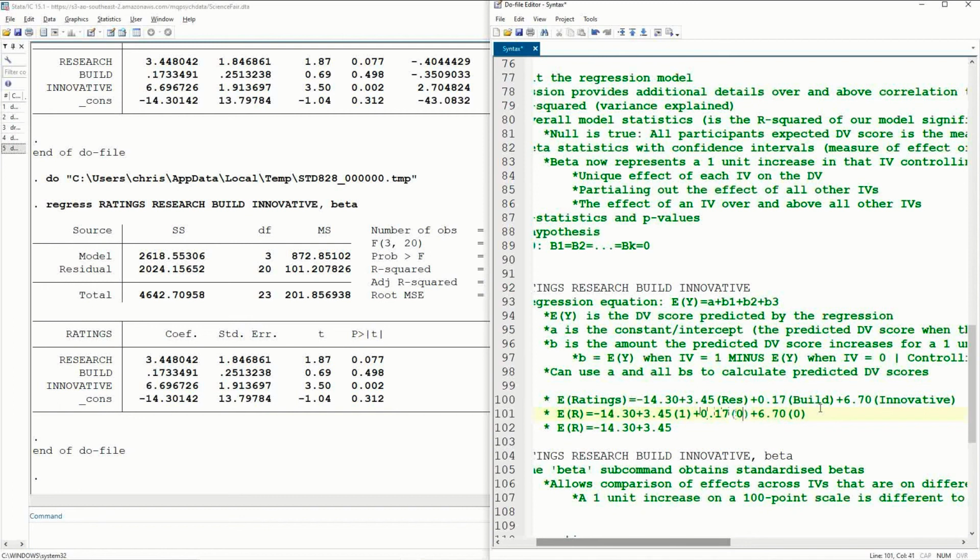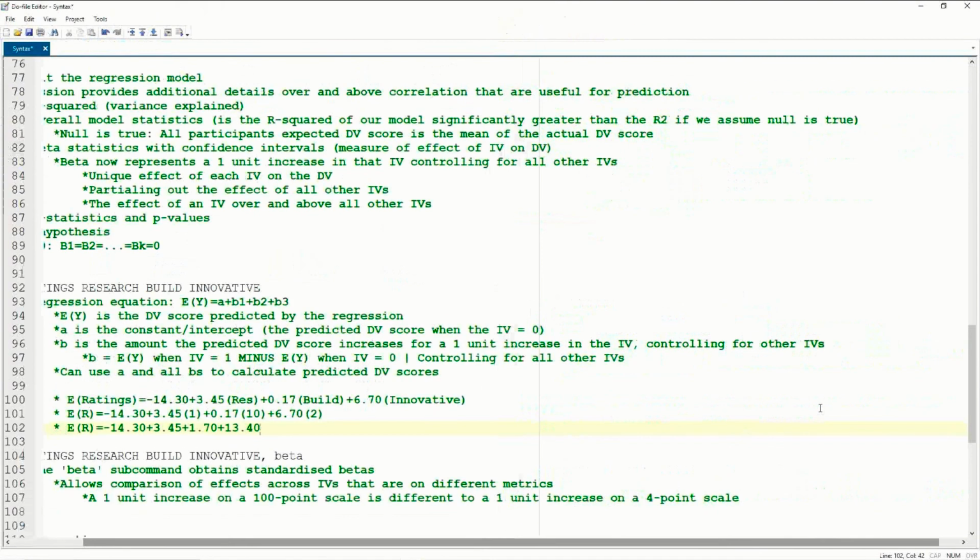But I could do other things. I could say 1 hour of research, 10 hours of building, and 2 units of innovativeness, and then I could just multiply it out, plus 1.70 plus 13.40. And I could do the maths and come up with my expected rating score. So just like before, you can do anything you like with this equation. You need to be sensible, because otherwise you'll get silly results if you put silly numbers in. But you can do anything. The world is yours.